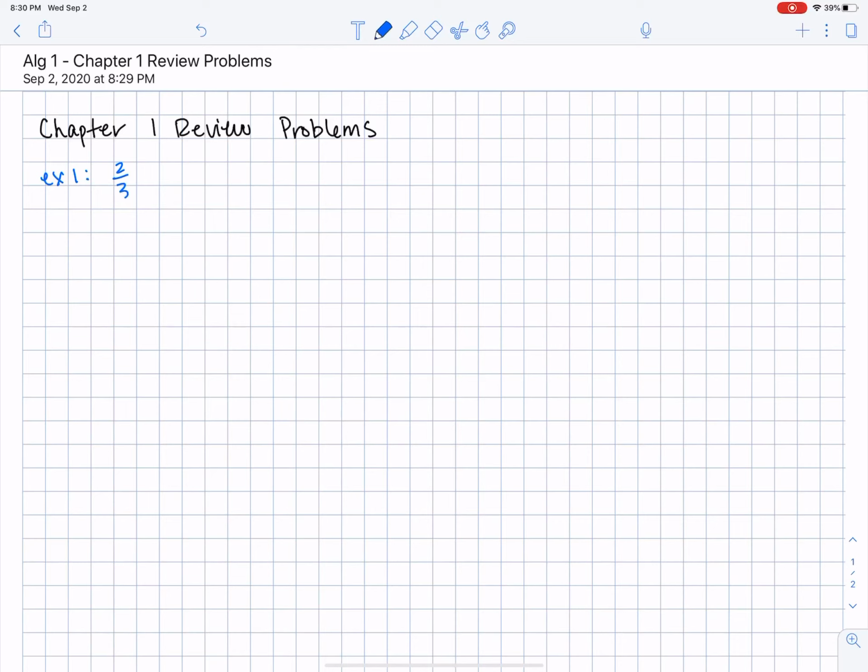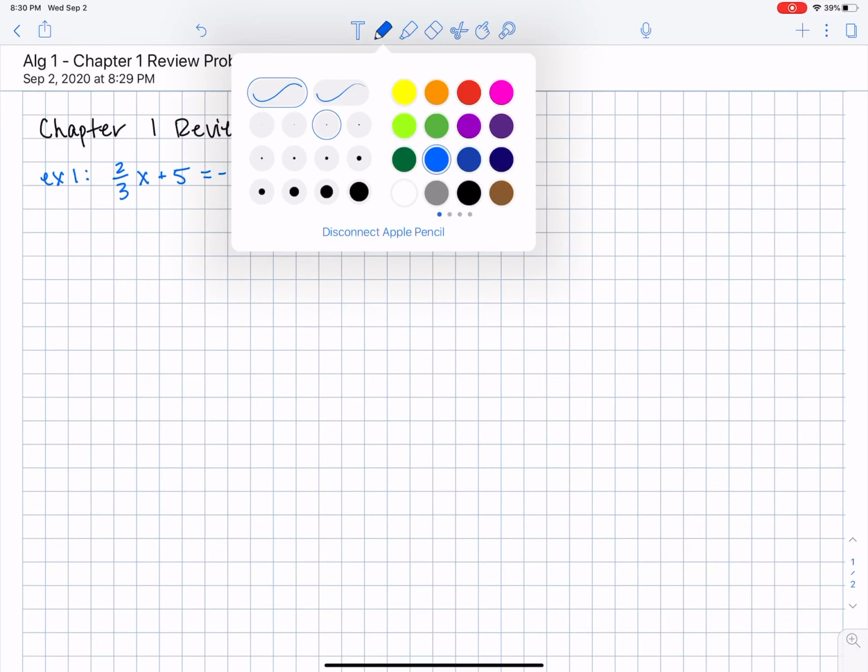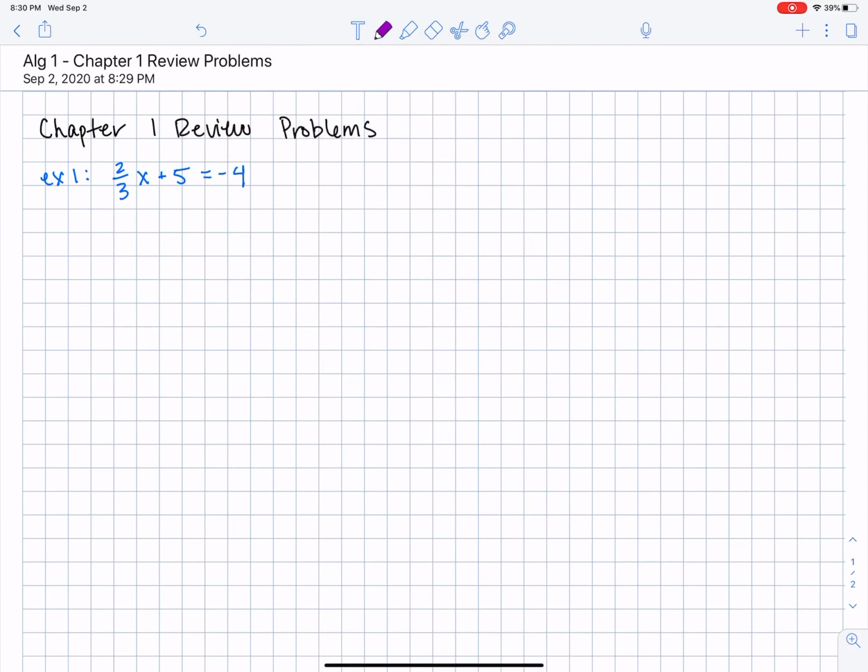So 2 over 3 x plus 5 is equal to negative 4. Go ahead, hit pause and complete. Okay, let's go ahead. There's a few different ways that you could solve this. I like to fraction bust. So I'm going to multiply by 3.